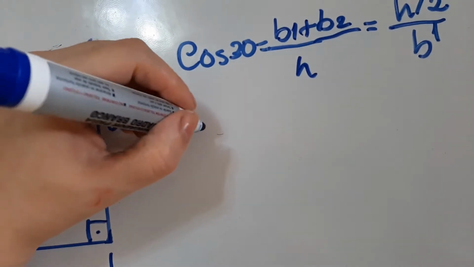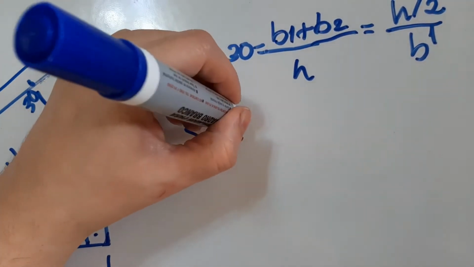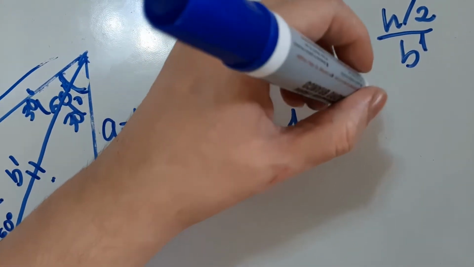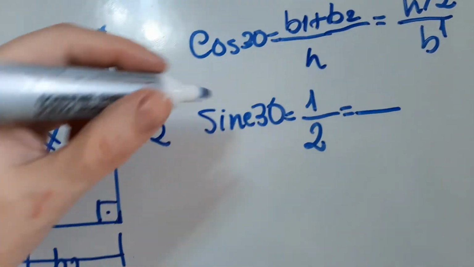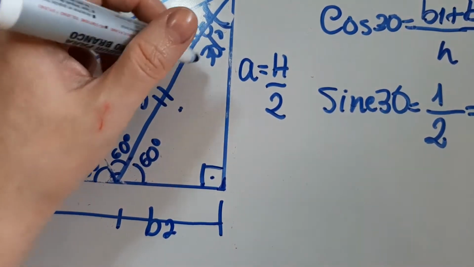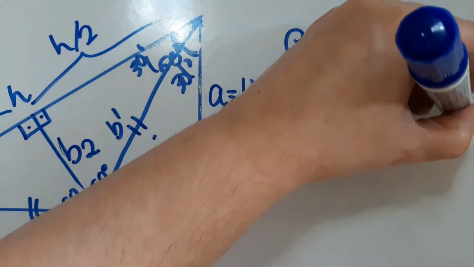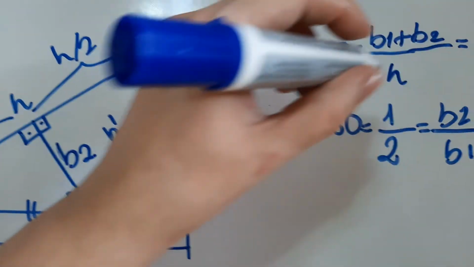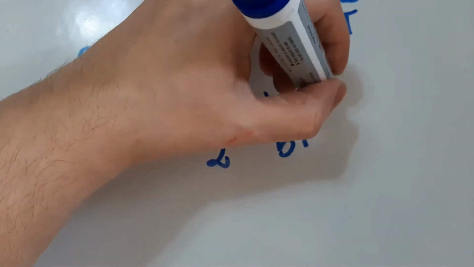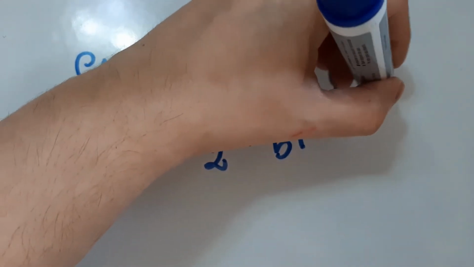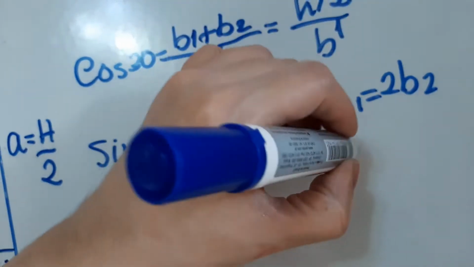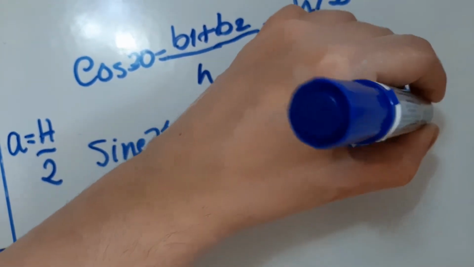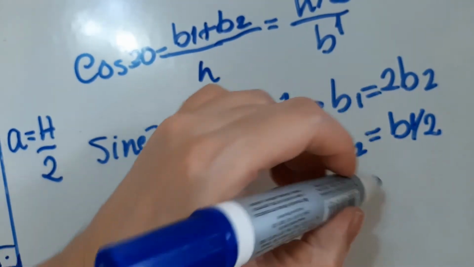So at this point we're gonna have to use the sine of 30 that we found previously. It's 1/2, and now you're gonna use the smallest triangle. In the smallest triangle, the sine is B2 divided by B1. So we have that B1 is 2 B2, but we want the value of B2, so B2 is a half of B1. See?